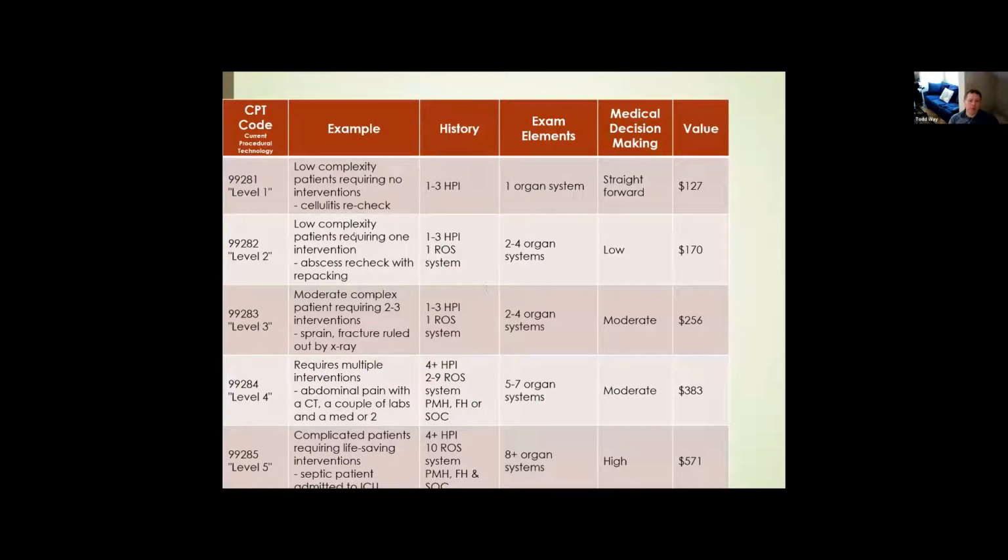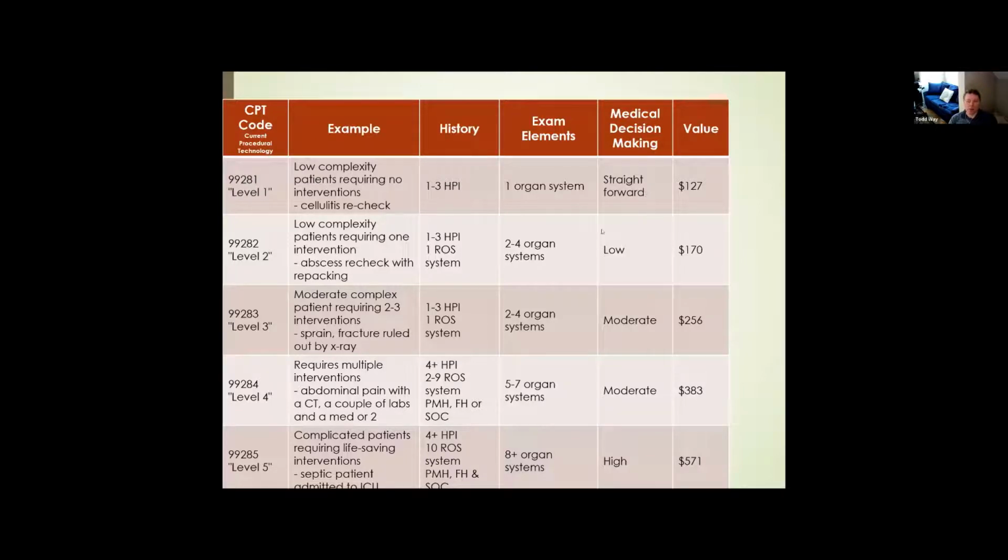So, examples of your charts. The CPT codes in the States look at sort of different levels. Now, again, if you look at the last column on this table, these are the values. So a level 1 chart is worth roughly $127. This would be your cellulitis recheck or your medication request, prescription refills. You might have 1 to 3 lines in your history. You might look at one organ system, or you might not. And there really is no decision to make. Do I refill the prescription or don't I?